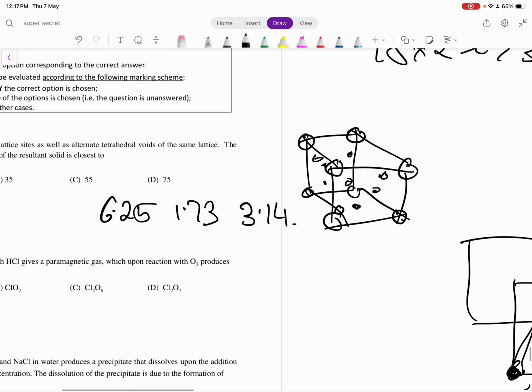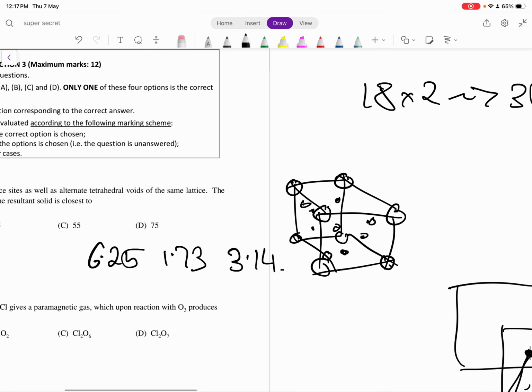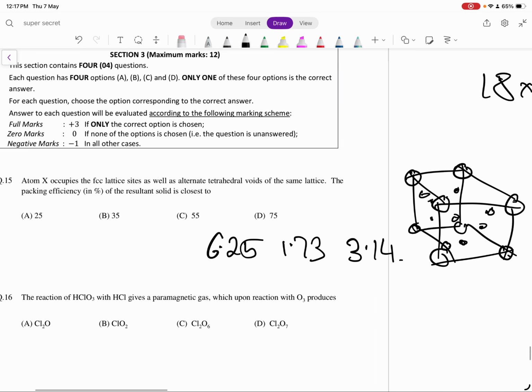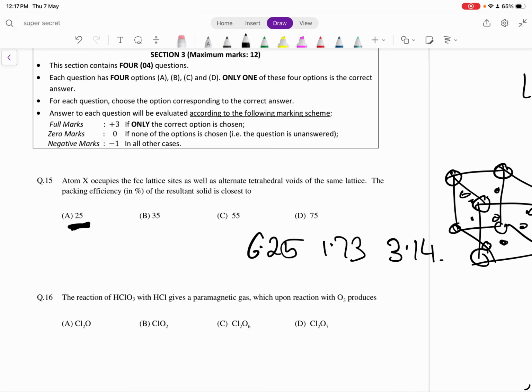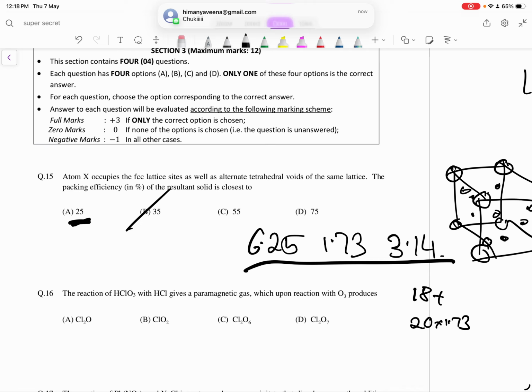Okay. 6.25 into 1.73 into 3.14. See, it's not going to be as low as 25 because we have 18 plus, which is something like 20 into 1.73. Yeah, I think B is the answer. Like, it's a rough calculation. If you calculate this, I'm sure you'll get 35, which I'm gonna do on a calculator right now. 6.25, 1.73, 3.14. The answer is 33.95, so B is the answer.